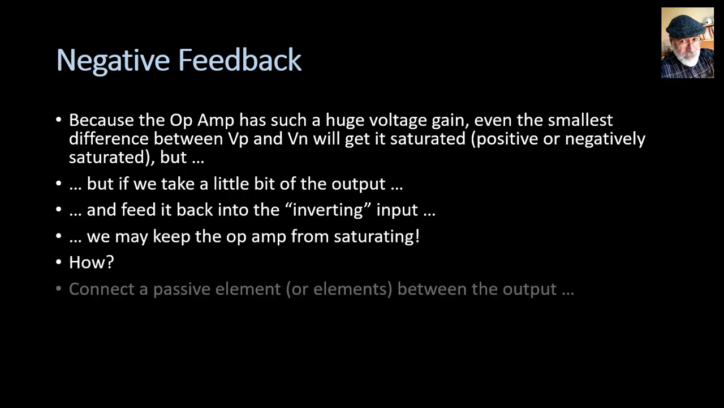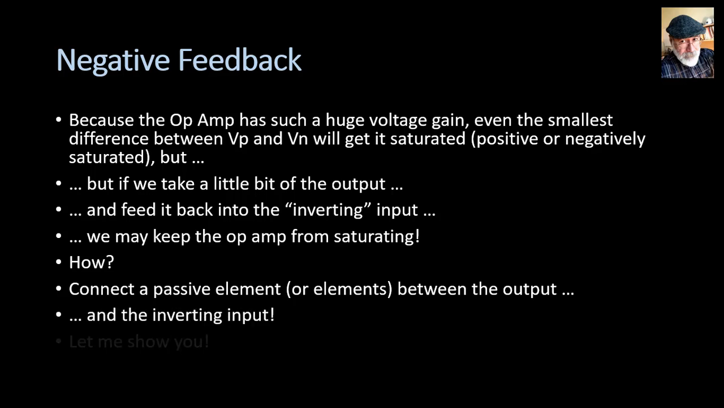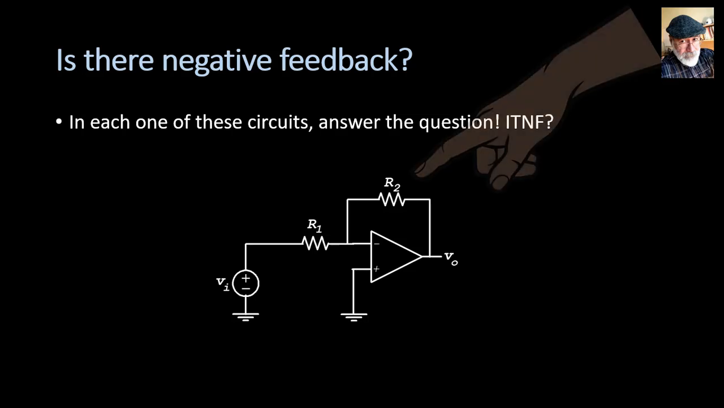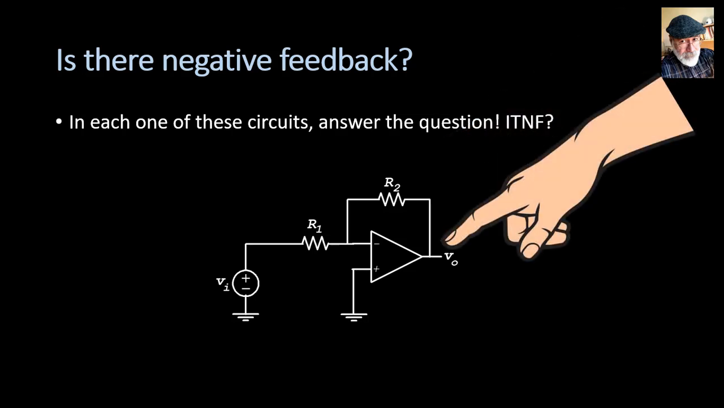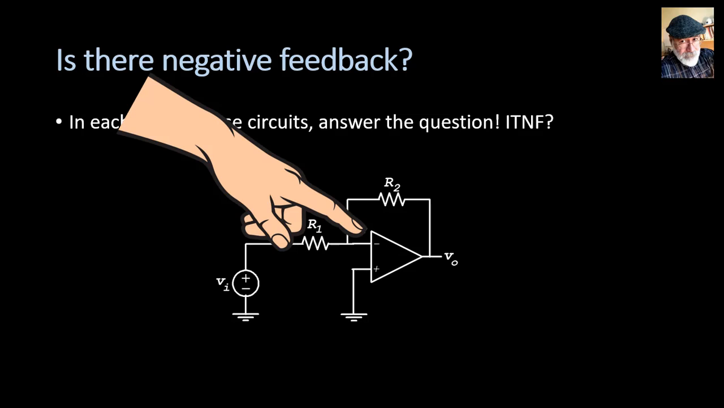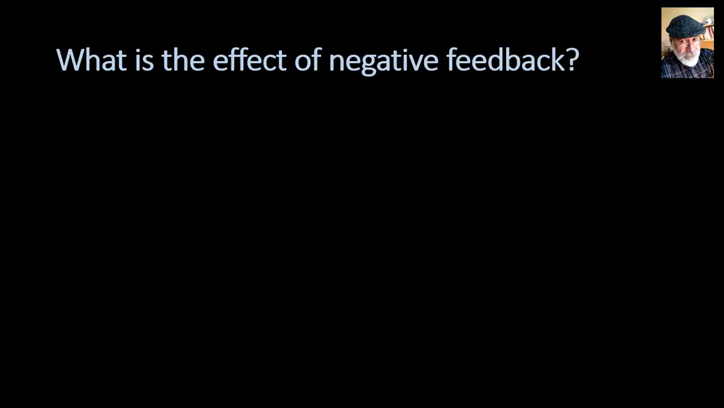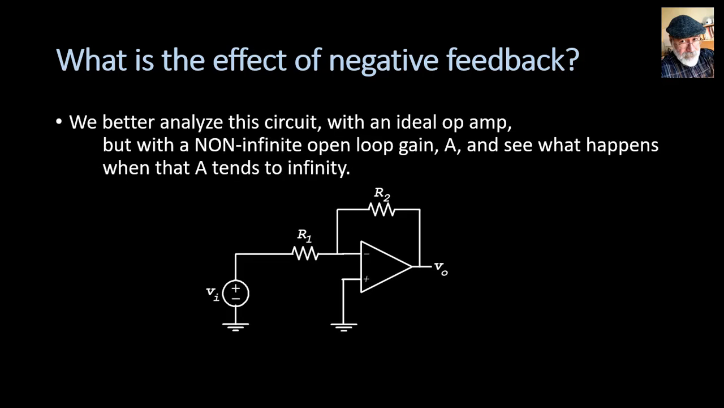How do we do that? We connect one or more passive elements between the output and the inverting input. I better show you, right? Here, this is a passive element and it's connecting the output to the inverting input. That op-amp has negative feedback. What is the effect of negative feedback in the amplifier then? We better analyze a circuit with an ideal op-amp, but that has a non-infinite open loop gain A. And then we see what happens when we let A tend to infinity.